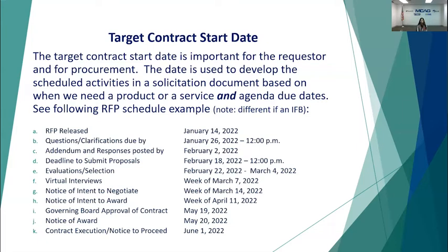Most in transit and MCAG items will go to the Citizens Advisory Committee, so you'll be paying attention to when the staff report for the CAC is due. And we work backwards from there, and then you'll see the governing board approval of contract, and then the immediate day after, the notice of award, before we get to contract execution. So that's contract start date and its implications and the importance of that information.